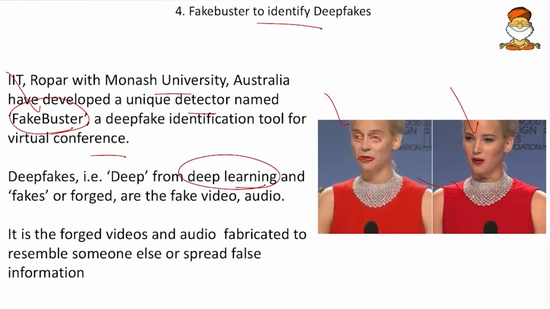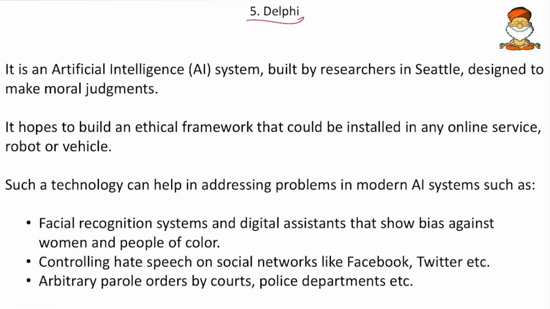So in machine learning, we can do deepfakes. And fakes means the forged ones, so fake videos or fake audios. It is forged videos and audios fabricated to resemble someone else or spread false information. So we discussed how deepfakes will occur. So this is all about deepfakes. So remember how it is being done with the help of deep learning, and also the fake busters which will identify that. Then the Delphi technique.